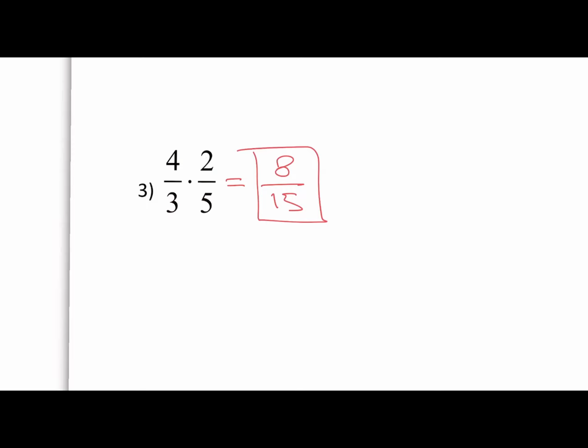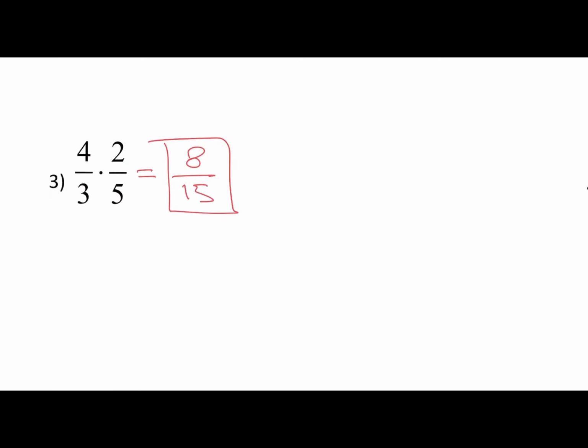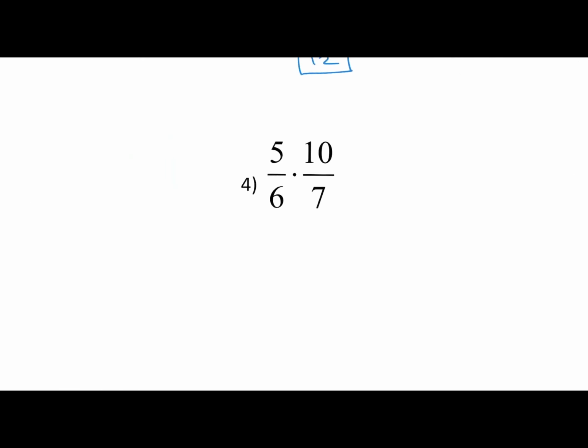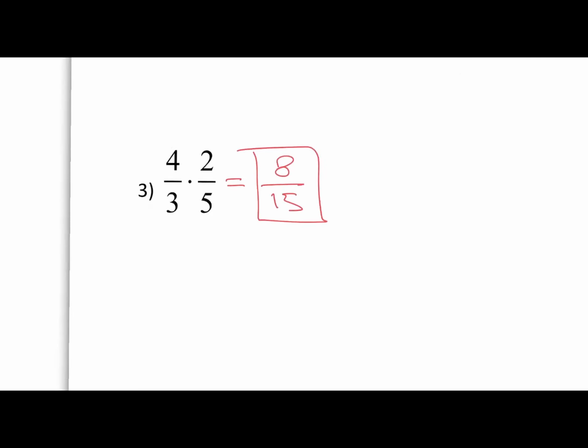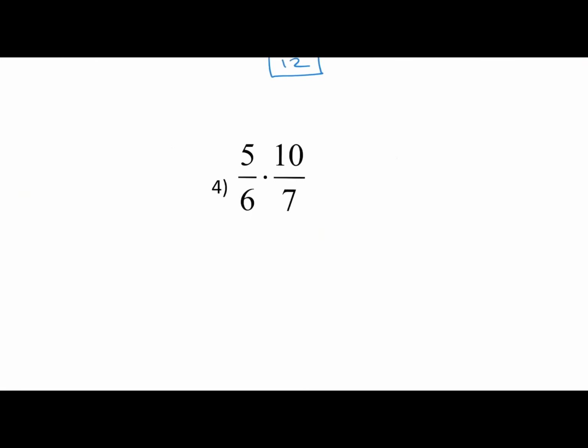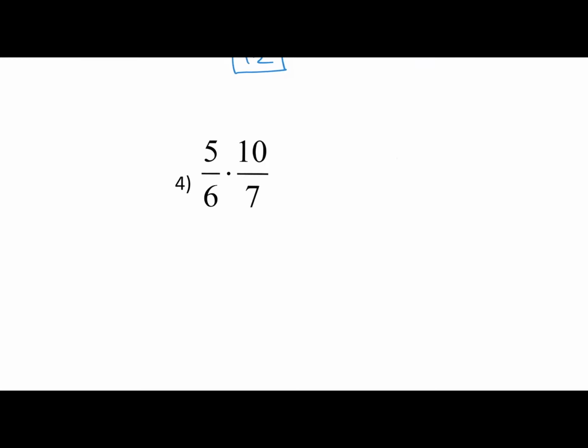Let's take a look at another problem here. This one's likely to reduce. Let's see what happens here. And just in case you need another second there. And then number 4. See what happens here.